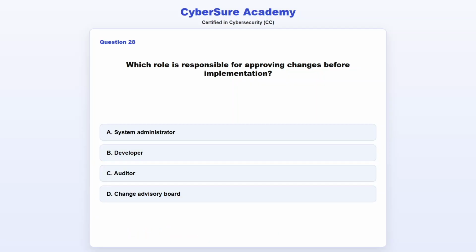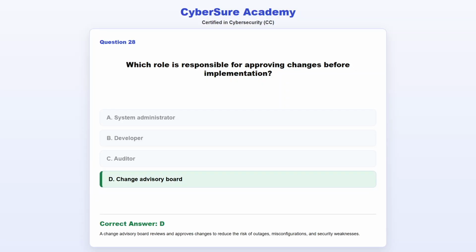Question 28. Which role is responsible for approving changes before implementation? A. System administrator. B. Developer. C. Auditor. D. Change advisory board. The correct answer to 28 is D. Change advisory board. A change advisory board reviews and approves changes to reduce the risk of outages, misconfigurations, and security weaknesses.